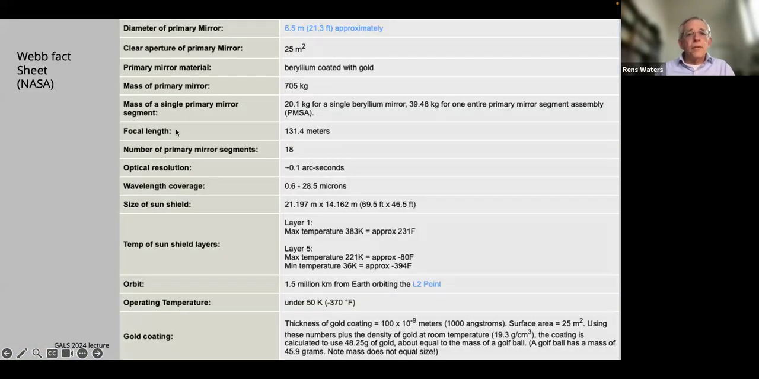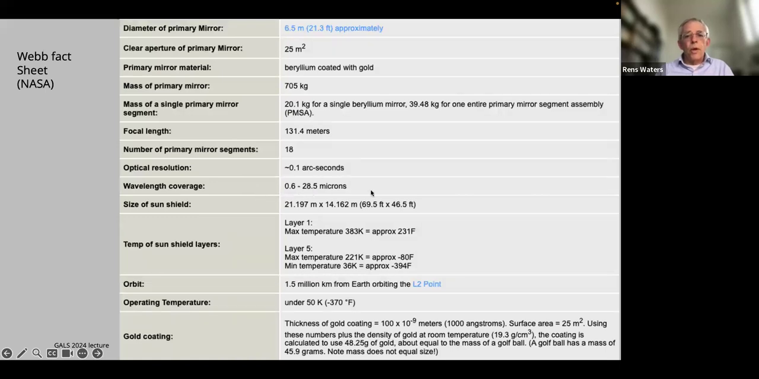So this is a fact sheet. The diameter of the primary mirror is 6.5 meters. So that gives you a clear aperture, not obscured by the secondary mirror or the support structures, of 25 square meters. So that's quite challenging. It's a beryllium coated mirror that only weighs 700 kilos. So it's really very lightweight because of the beryllium. Well, a few other numbers, you can read them maybe later on when I put the slides online for you.